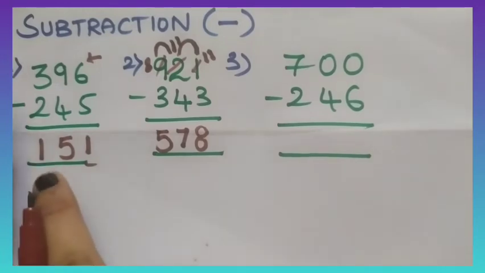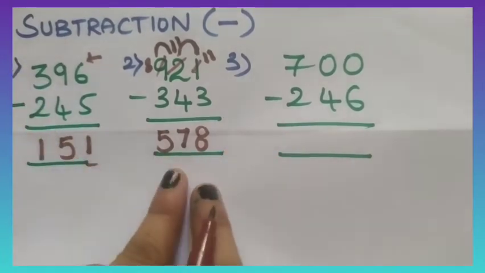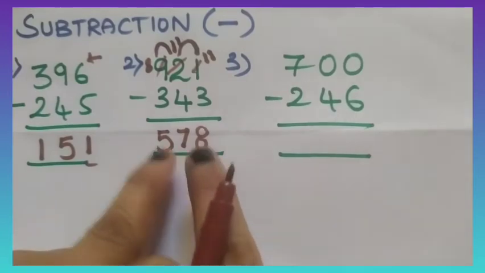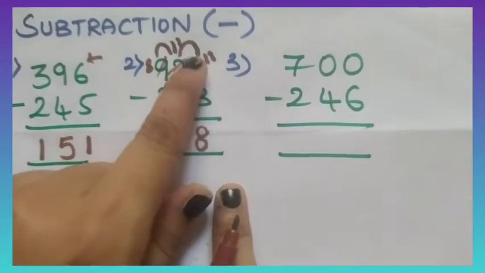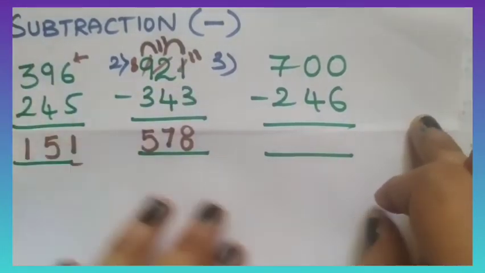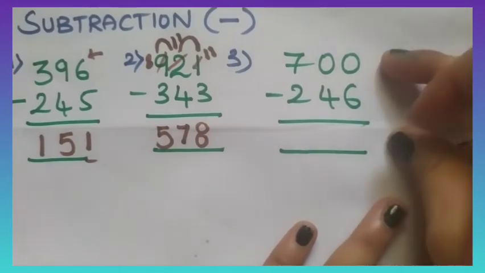This is subtraction without regrouping. It is subtraction with regrouping. With regrouping means we are here taking borrows. Okay. Now look here. Third type, subtraction of numbers with zeros.